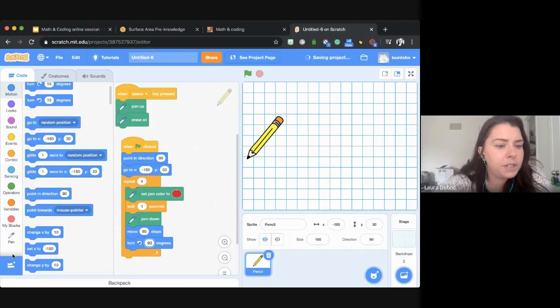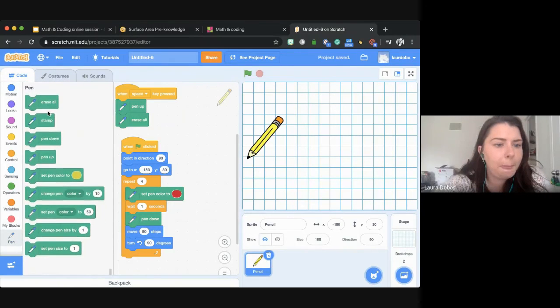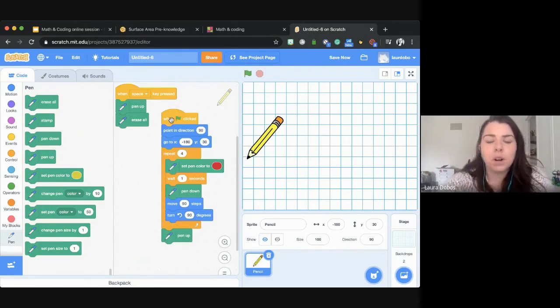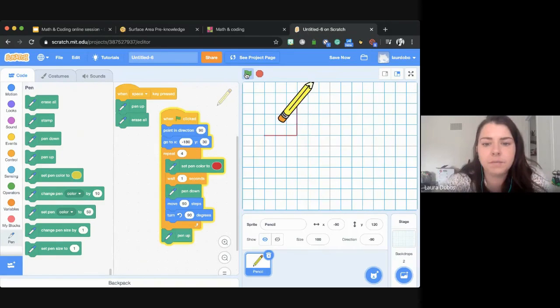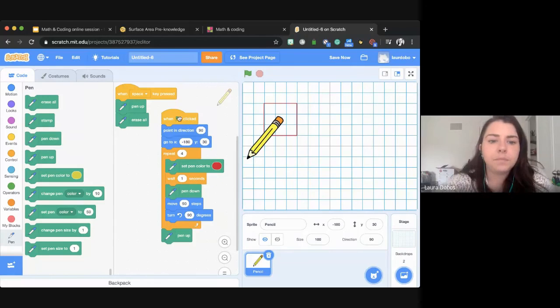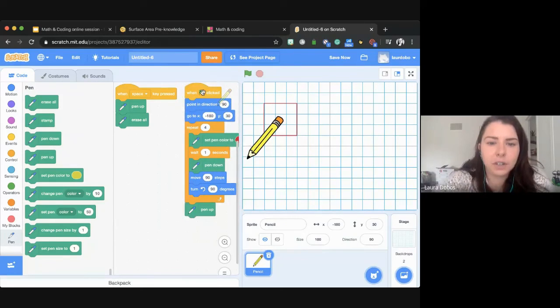And then I'm going to say, okay, I'm going to take my pen and I'm going to lift it up so it no longer draws right now. So as I go through this process personally, I am constantly stopping and trying it just to see if it works. So I'm going to now click my green flag and see what happens. All right. So I've got 1 square. So that's the start of our code.